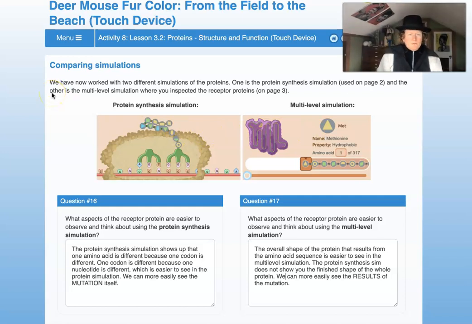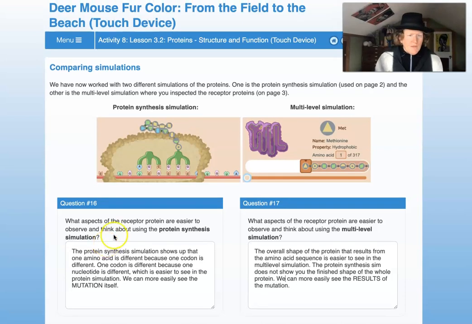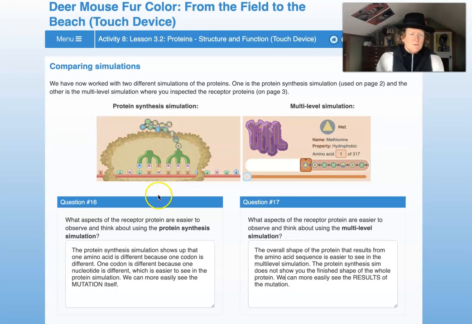We have worked with two simulations of the proteins. One is the protein synthesis simulation, used on page 2, and the other is the multi-level simulation, where you inspected receptor proteins on page 3. What aspects of the receptor protein are easier to observe and think about using the protein synthesis simulation? Well, I'm helping you out here because this is a complex idea. This protein synthesis simulation shows that one amino acid is different because one codon is different.